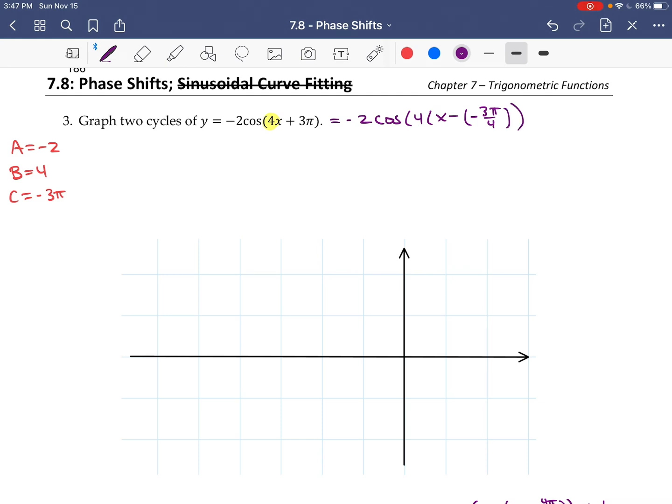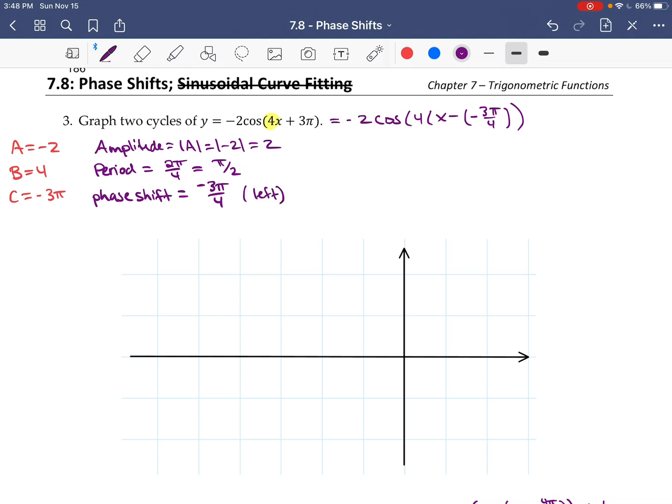Okay, so here my amplitude is the absolute value of a, so that's the absolute value of minus 2, so 2. Okay, the period is 2 pi over 4, over my b, so that's pi by 2 if I simplify. Okay, the phase shift is c over b, so that's negative 3 pi over 4. Okay, and because it's negative, that means we're going to the left.